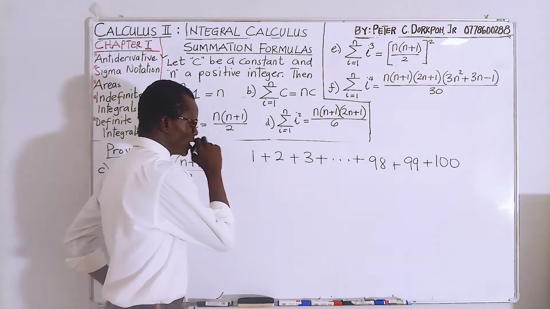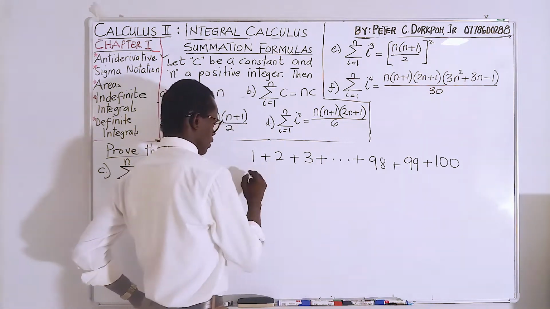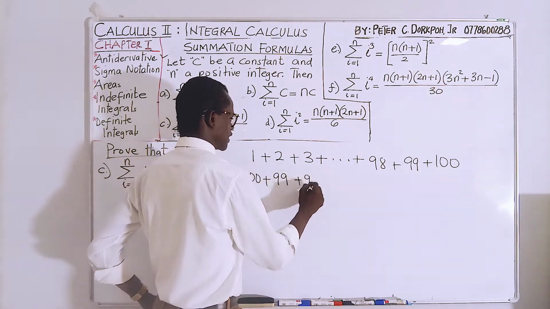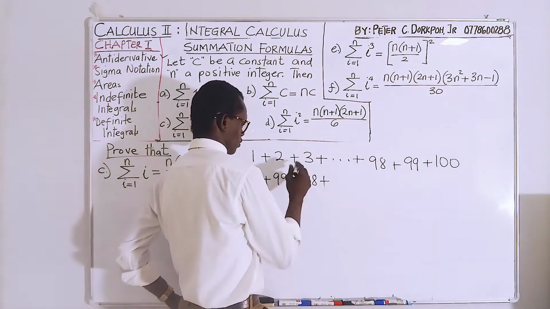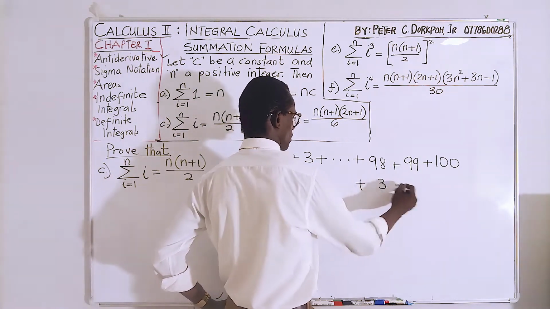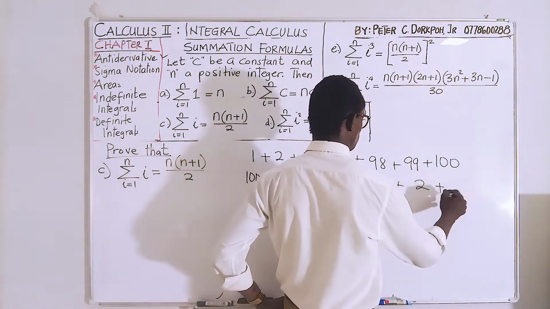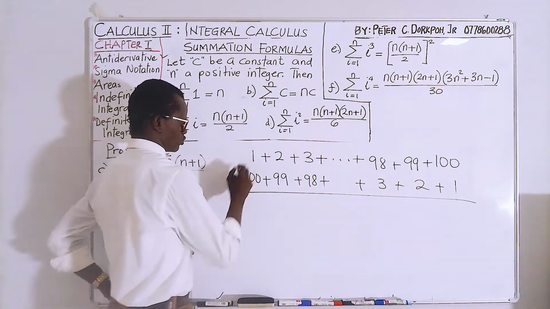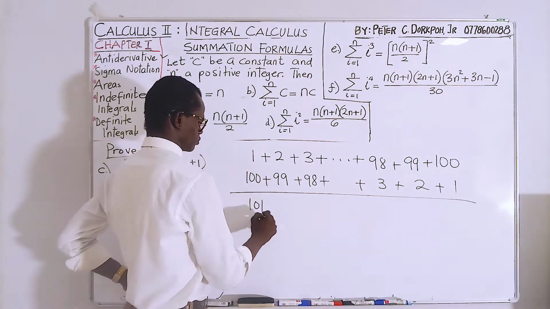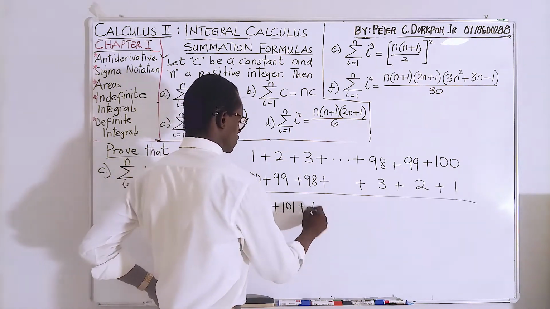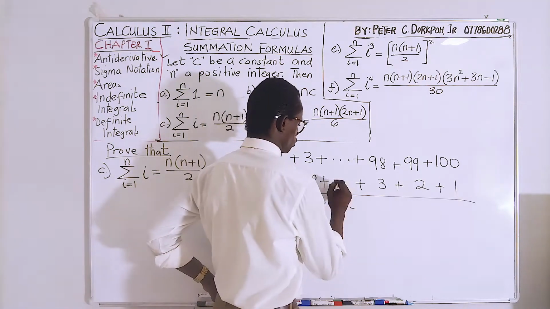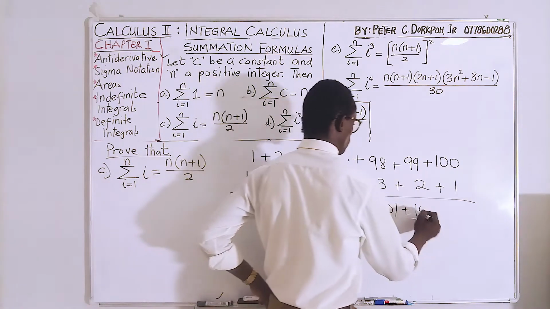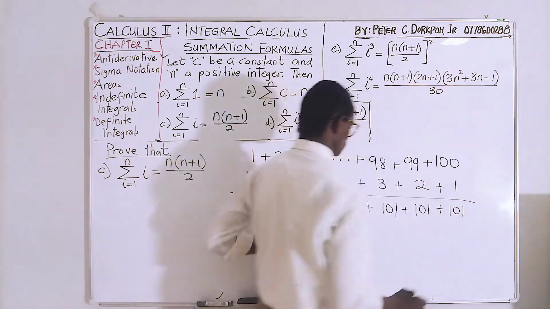So what he did was take the reverse: 100 plus 99 plus 98 plus dot dot dot plus 3 plus 2 plus 1. And then he added it up. So the first pair now, you got 101 plus 101 plus 101 plus dot dot dot plus 101 plus 101 plus 101.